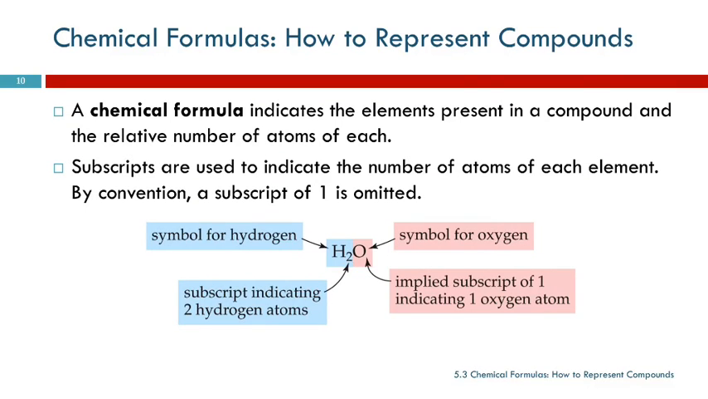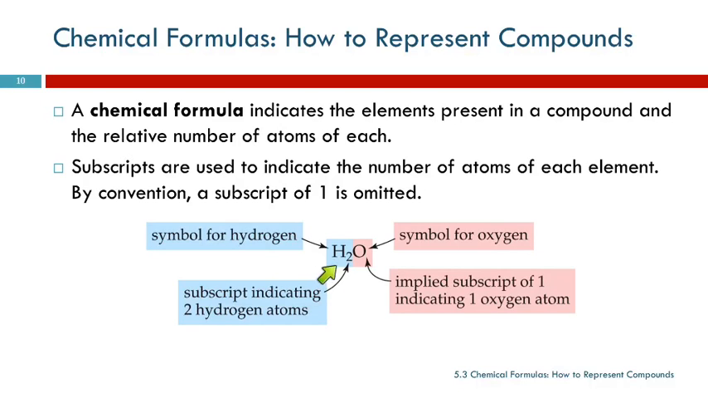So chemical formulas. Compounds have a specific ratio of atoms of each element, and the chemical formula is a shorthand notation indicating what that ratio is. It gives us the elements present in the compound and the relative numbers of each atom. We use subscripts to tell us how many atoms of each element there are.